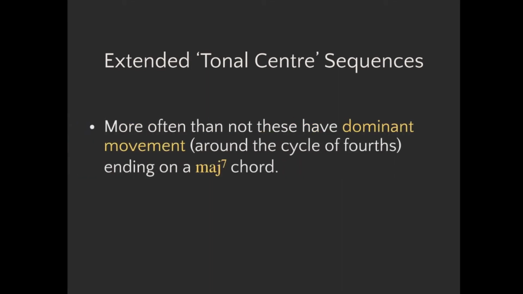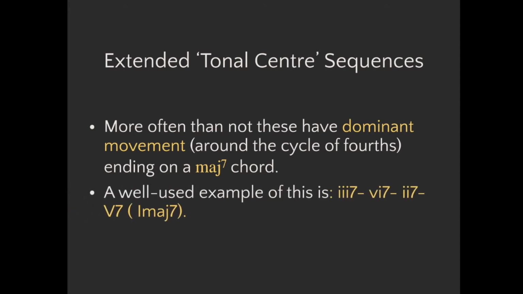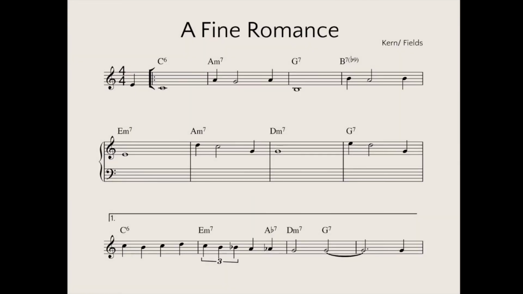Extended tonal sequences. More often than not, these have dominant movement around the cycle of fourths, ending on a major 7 chord. A well-used example of this is 3 minor 7, 6 minor 7, 2 minor 7, 5 7, 1 major 7, as all of these chords are diatonic to the 1 major 7. Let's look at an example of this in a tune.